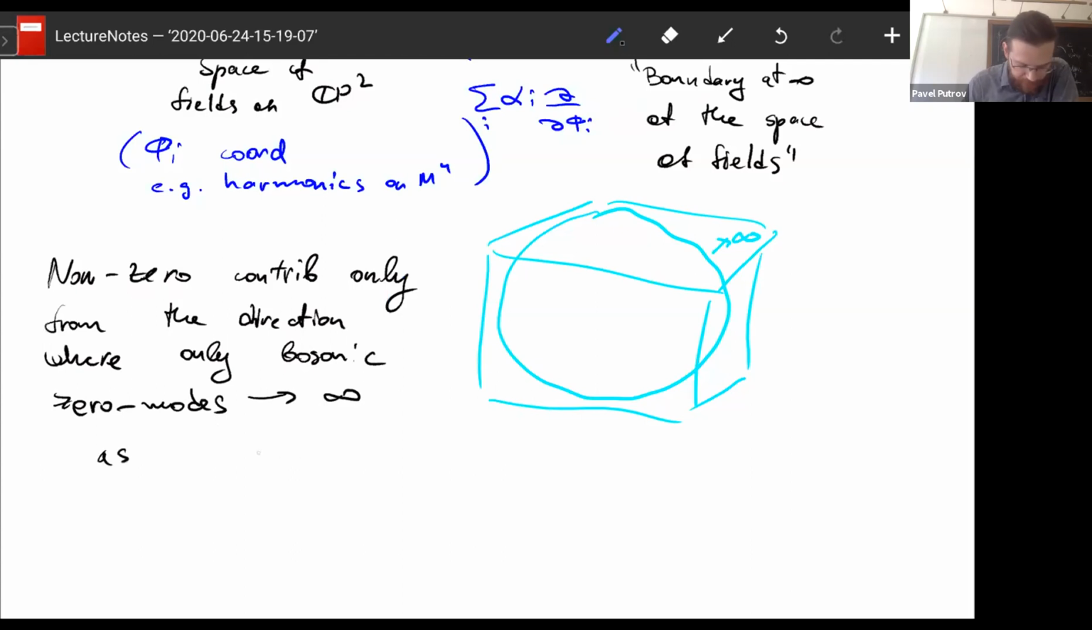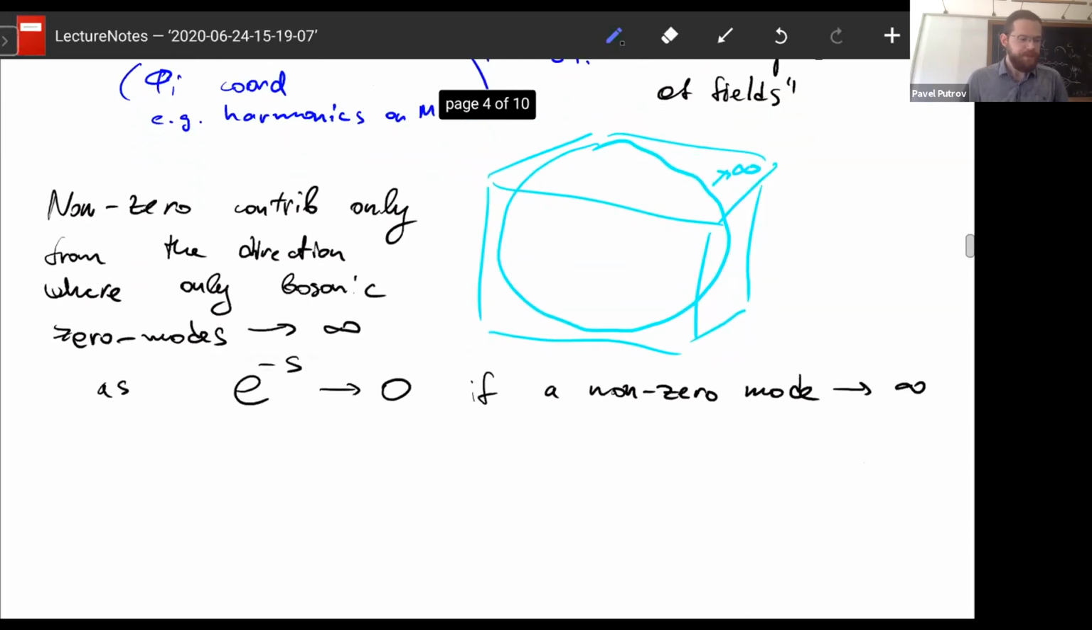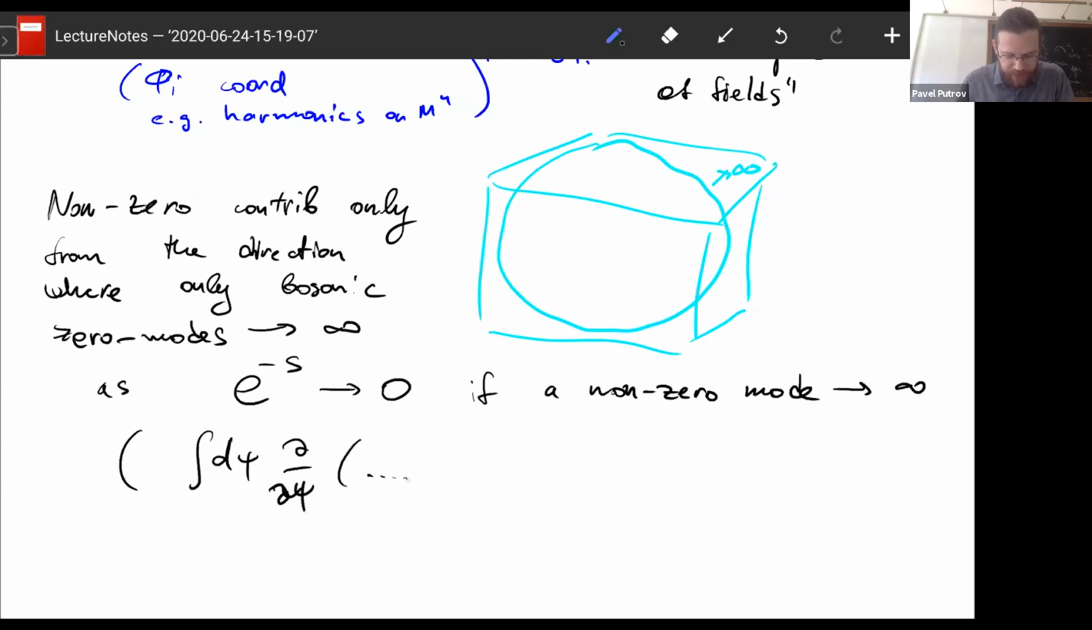So why is this? This is because E minus S goes exponentially to zero if we take a non-zero mode to infinity. And you also don't really worry about the boundary of Grassmann fields, because by definition, if you calculate something like this, where psi is a Grassmann integral, this is just identically zero.